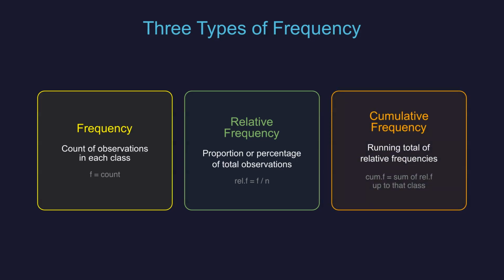Cumulative frequency is the running total of relative frequencies. It tells you what percentage of the data falls at or below a given class. For example, a cumulative frequency of 60% at class 20 to 29 means 60% of your data is 29 or less.